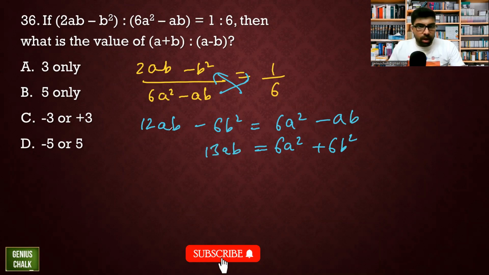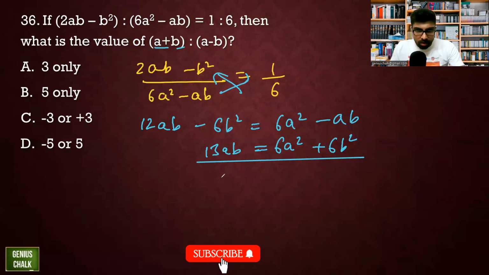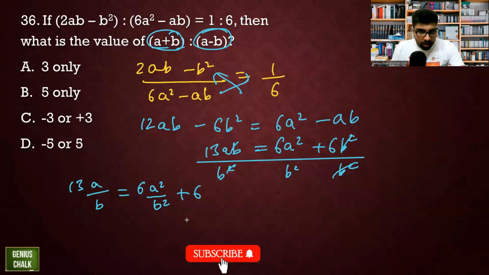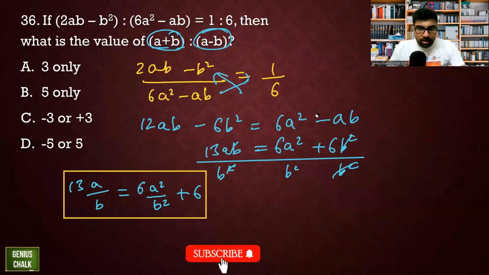Okay, now I need to find the value of a plus b. What I do is I'll divide this whole by, let's say, b square. If I divide this whole by b square, this is b square, this is b square, this is b square. So the b cancels, and the b square cancels. Why am I dividing it? Because I need to find the ratio actually, and a ratio will only come when I divide by some constant square. So this becomes 13a by b. This is 6a square by b square, and this is plus 6. So this is my equation so far, which I have got after solving it.